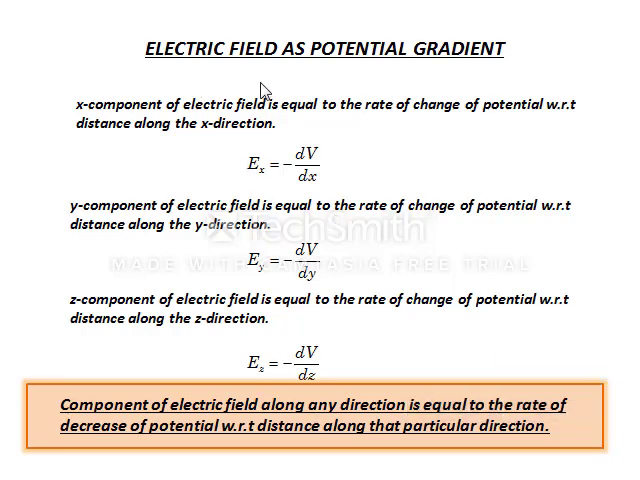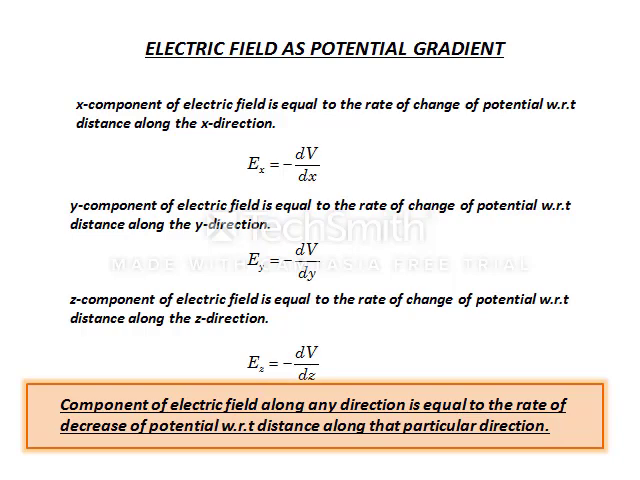So we were discussing electric field as potential gradient, and this was our conclusion. The x component of electric field is minus dV by dx, the y component is minus dV by dy, and the z component is minus dV by dz. Basically, the component of electric field along any direction is equal to the rate of decrease of potential with respect to distance along that direction. Means along any direction we move, we note down the change in potential, the drop in potential. That drop in potential divided by the distance gives you the component of field in that direction.